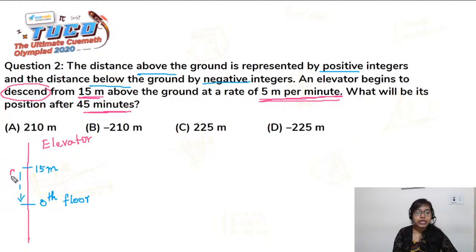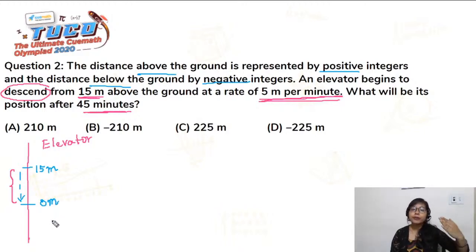One is from 15 meters to the 0th meter, or you could say this is the 0th floor or 0 meter. As of now, we are going to take 0 meter because we are working on distance. So for 15 meters to 0 meter, we are first going to understand how much time the elevator took to reach from 15 meters to 0 meter.